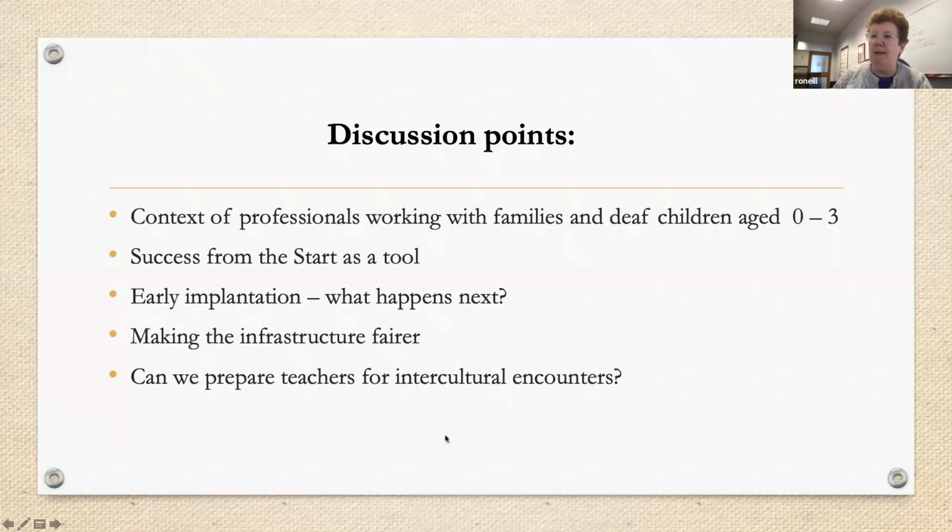Then I want to have a look at some information about early implantation in real life situations and early language outcomes, particularly looking at a study that's been taking place in London and thinking about how we can make the infrastructure fairer for parents so that they get better support over this period. And also considering throughout teachers of deaf children working with families, and ask a question, can we prepare for that? Because we are often thinking about different cultures, whether that is to do with different socio-economic backgrounds or different races, different ethnicities, different cultures. Can we prepare teachers to work in family homes?